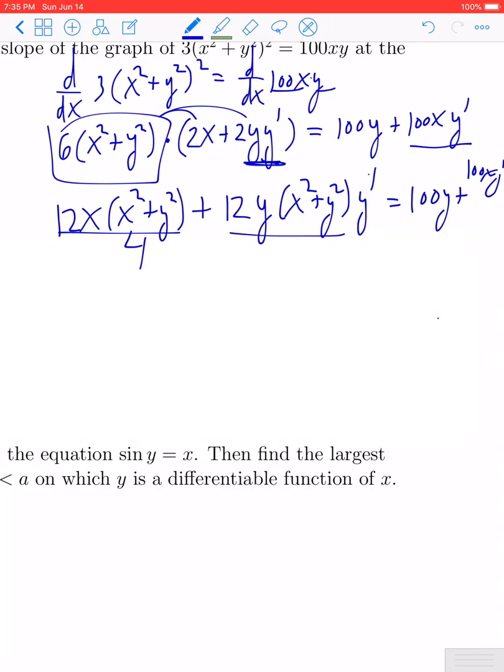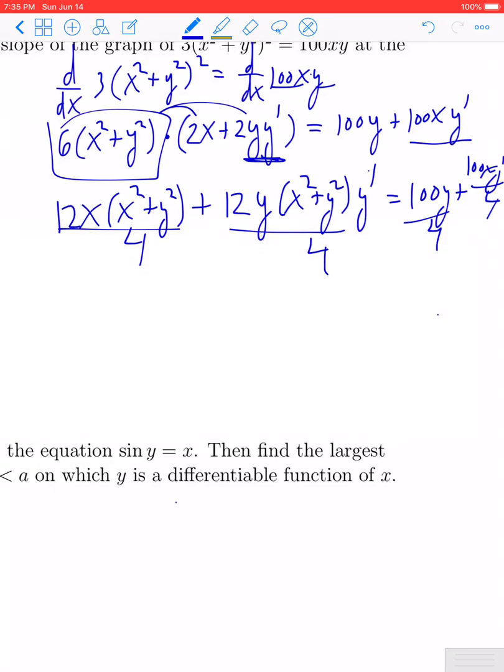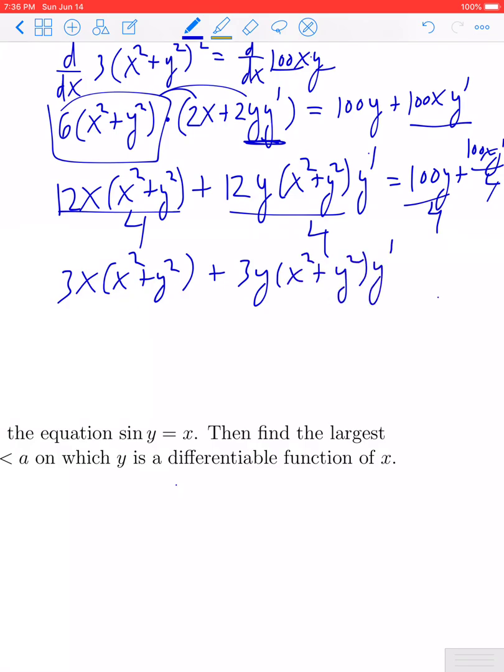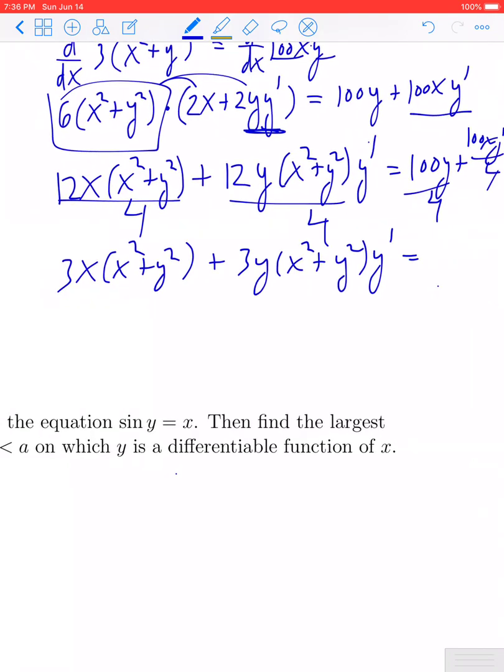One of the things that I noticed, and we're going to do this immediately if you want to, is notice that all of these coefficients, the GCF is 4. So we can divide it by 4 to make it a little bit more simple. This is going to be now 3x times the quantity x squared plus y squared, plus 3y times the quantity x squared plus y squared y prime, is equal to 25y plus 25x y prime. I wish I had some more room here.